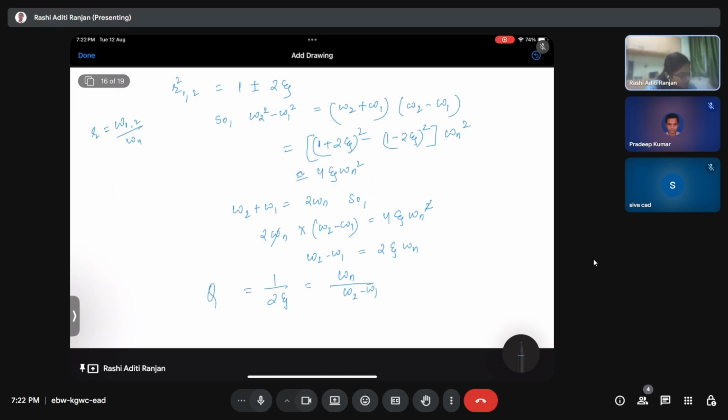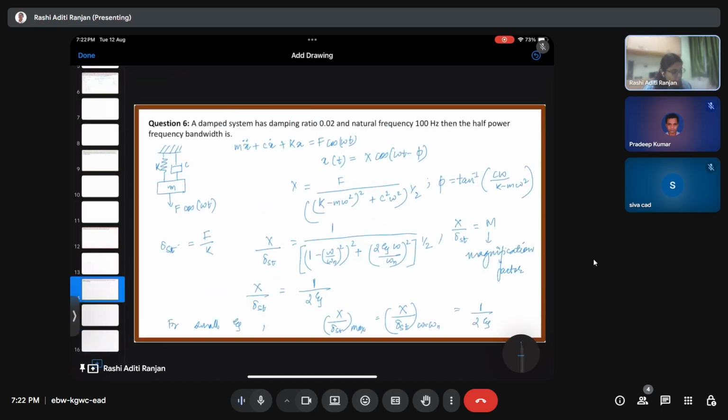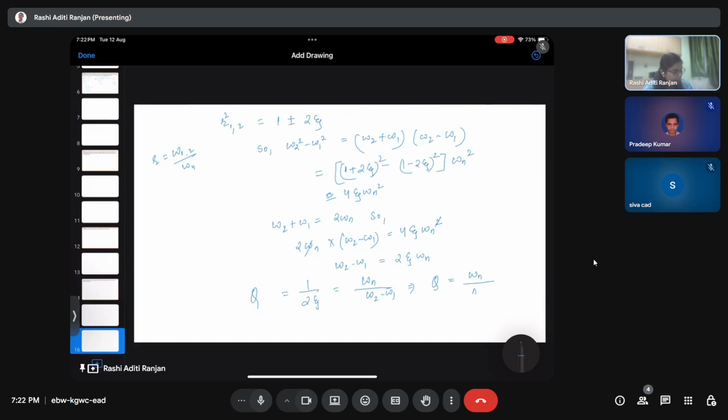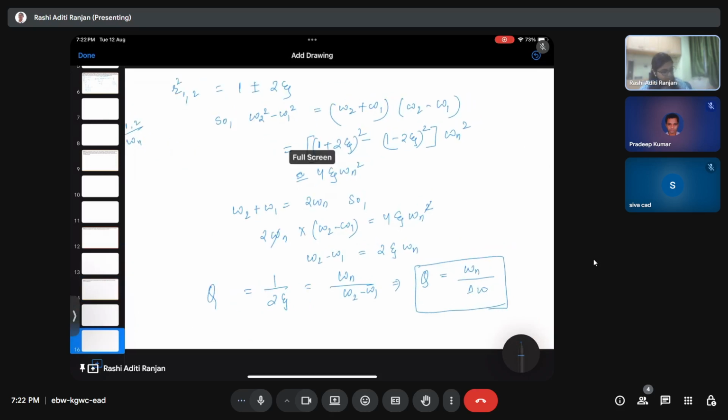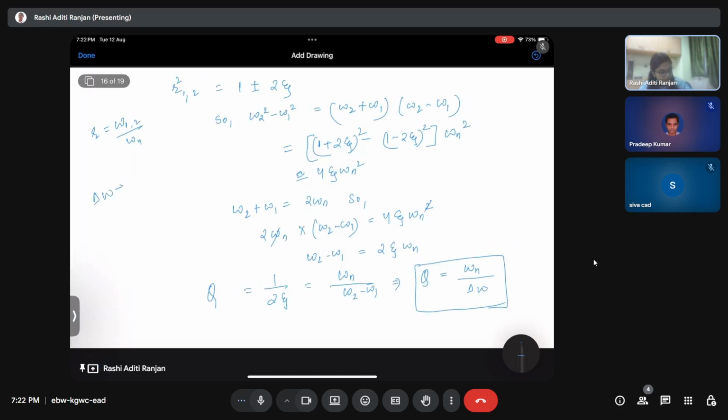So what do we get? We get Q is omega n divided by what? Omega 2 minus omega 1, which is the thing that is asked in our question, which is the half power frequency bandwidth, delta W.